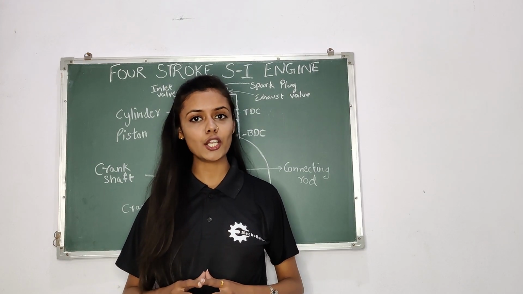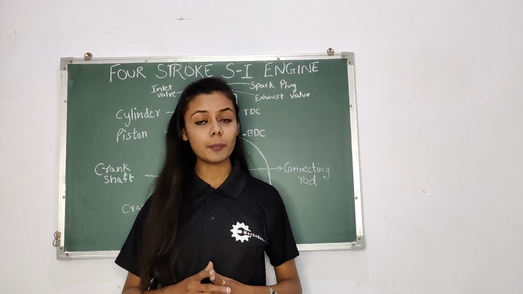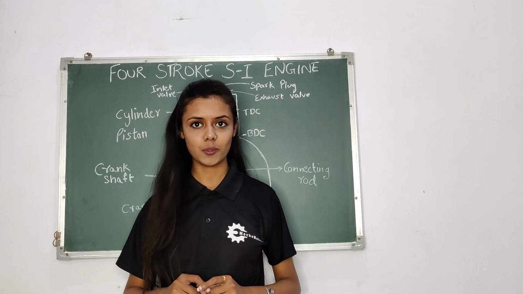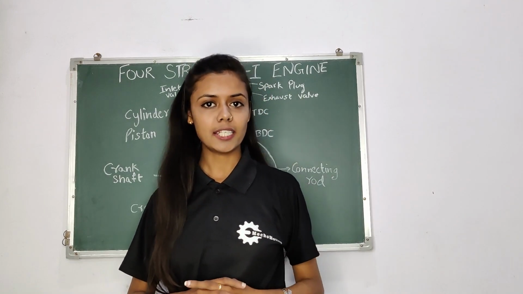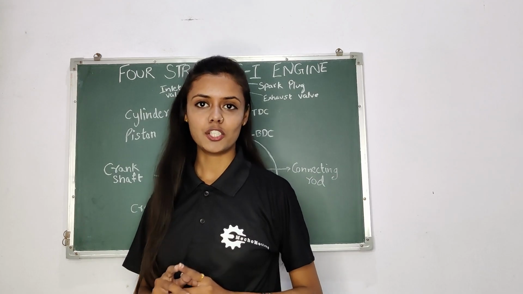The working cycle of SI engine may be 2-stroke or 4-stroke. The thermal efficiency of SI engine is less as compared to CI engine. Today we are going to discuss the 4-stroke SI engine, but before that I am going to tell you the parts of the 4-stroke SI engine.